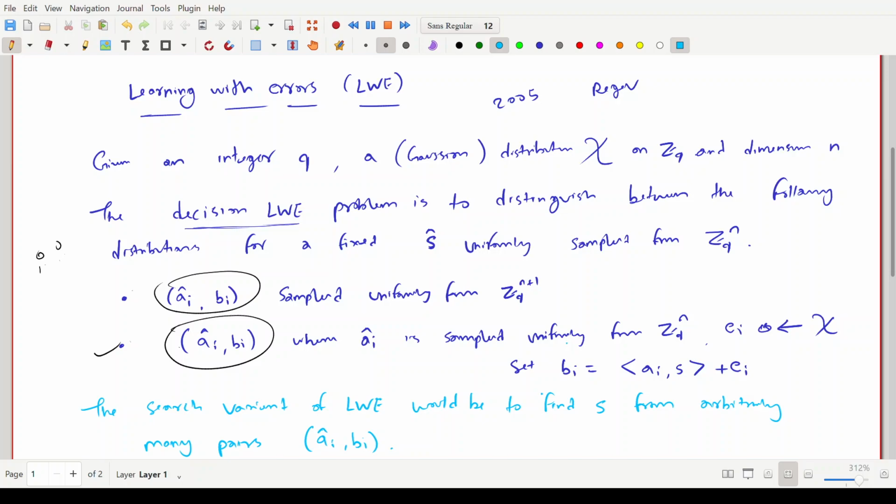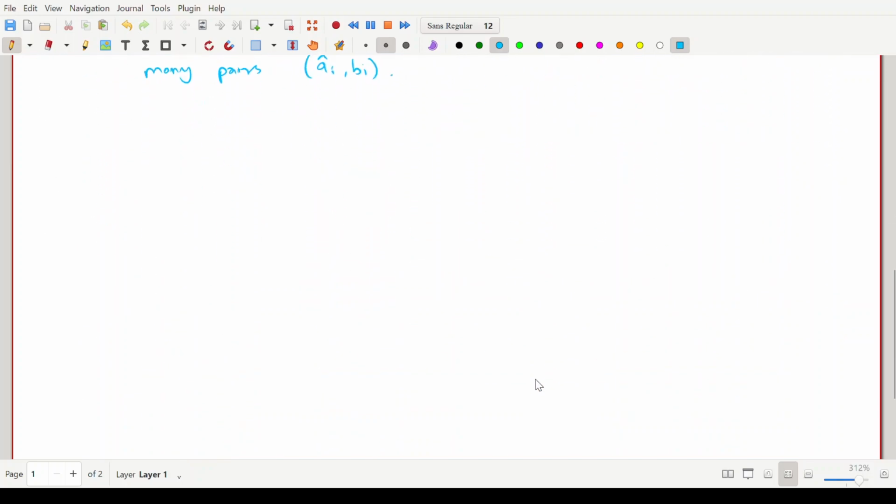Are you able to distinguish between these two? And one more variant is the search variant of LWE. That means if you are given so many such pairs, can you get the value of s? The search variant of LWE would be to find the value of s from arbitrarily many pairs of this ai and bi. This is a very hard problem, that's why it was used in cryptography.